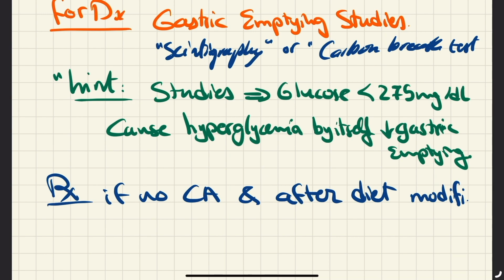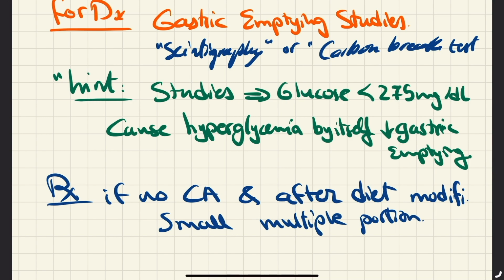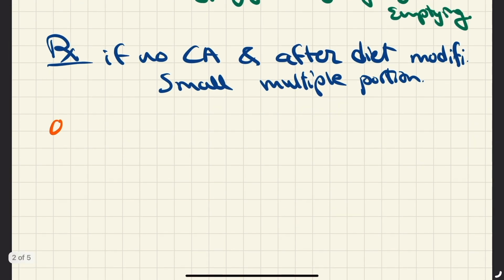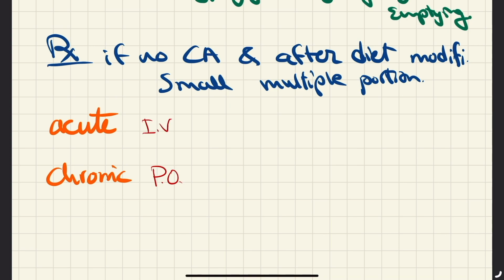Remember, you have to rule out cancer, and the treatment is to do diet modification, small multiple portions a day to let it pass the stomach. And we have other treatment to treat acute symptoms and chronic symptoms. For the chronic symptoms, we use PO medications. For the acute symptoms, we use IV medications because the patient can swallow the pills, but they won't pass. So we have the metoclopramide, and also we have the erythromycin.